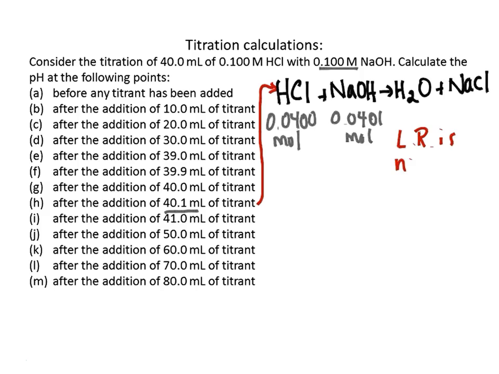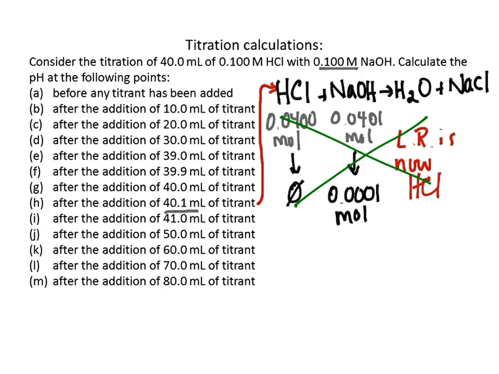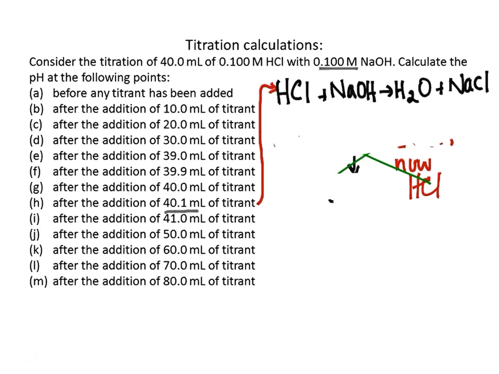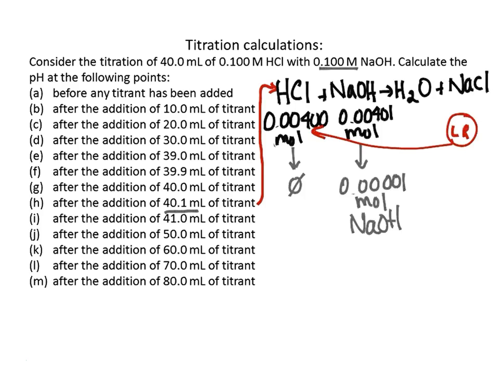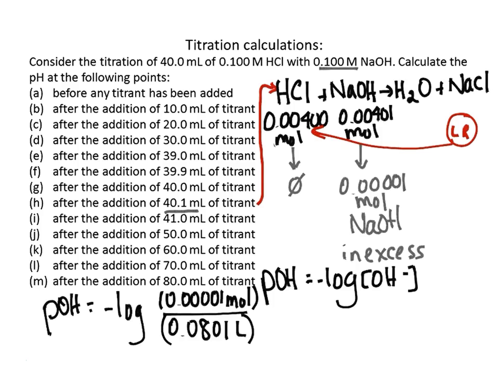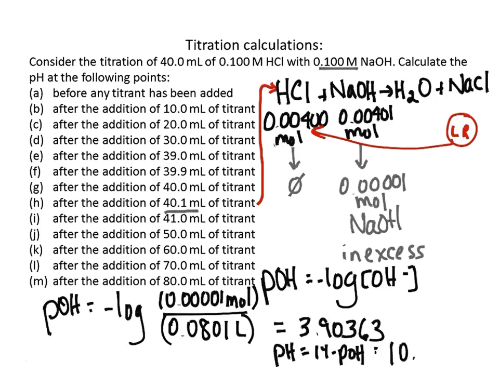So your goal is really to figure out how much titrant is now in excess. The limiting reactant is now the analyte. So that means that our analyte goes to 0 and we have excess titrant. So now, in order to figure out the pH, we need to know the concentration of hydroxide. pOH is the negative log of the hydroxide ion concentration, which is going to be 0.00001 moles divided by 0.0801 liter. That's the new volume, 80.1 mL, which gives us a pH of 10.096.